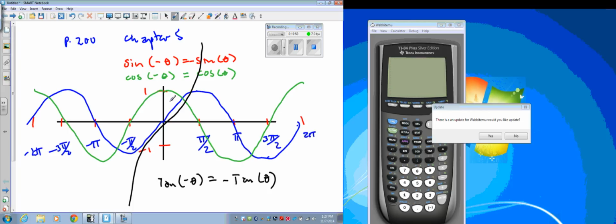And tangent, when you go this way, this is what it is. When you go this way, it's down here. So it's a negative.